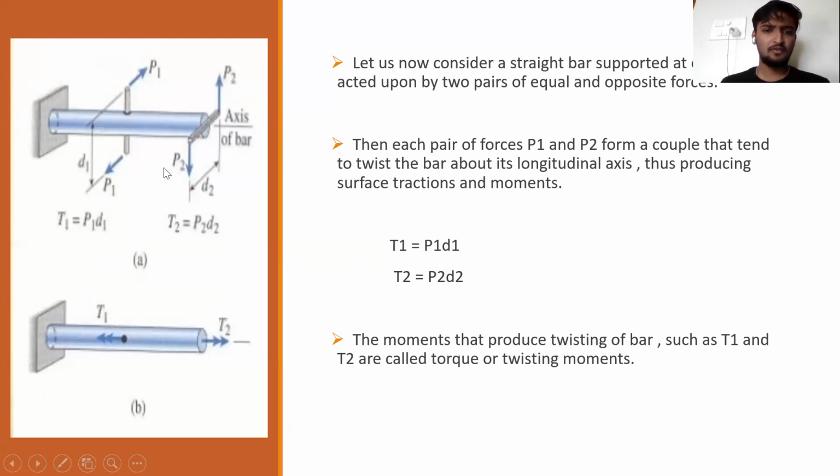Then the formula of torsional stress: T1 is equal to P1 D1 and T2 is equal to P2 D2. These moments produce twisting of the bar, and T1 and T2 are called torques or twisting moments. So here T1, T2 are torques, P1, P2 are forces, and D1, D2 are distances. Okay.